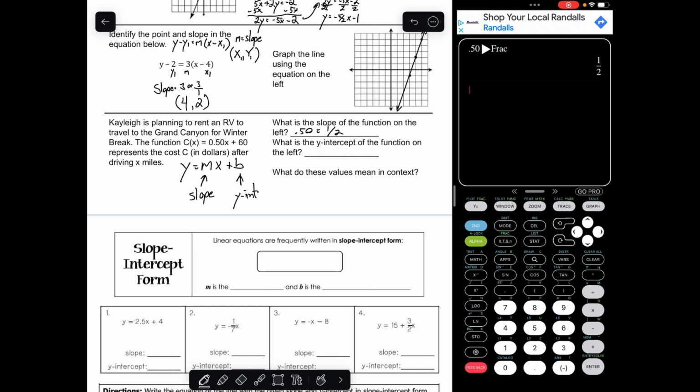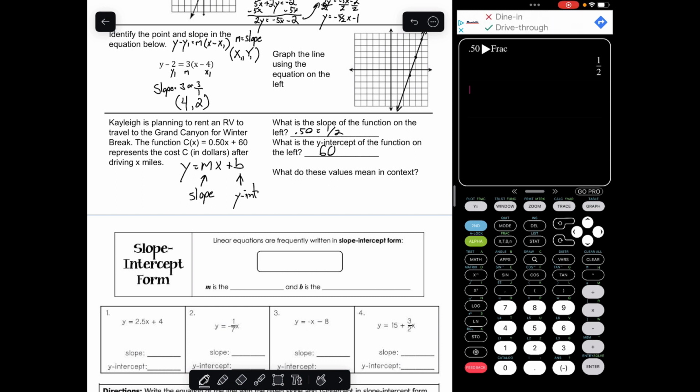The second blank says, what is the y-intercept of the function on the left? Well, our y-intercept is that constant term, right? It has no variable attached to it and comes at the end of the equation. In this example, that number is 60. So we're not trying to trick anybody. That number would be our y-intercept.